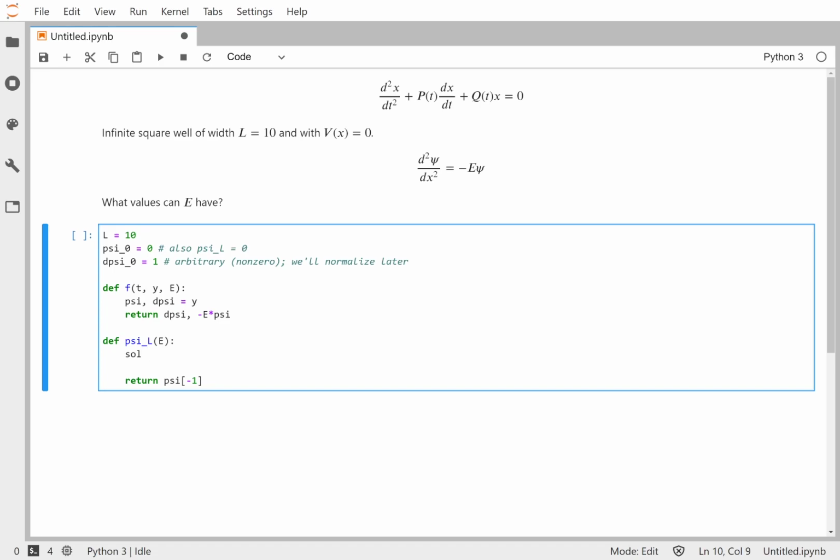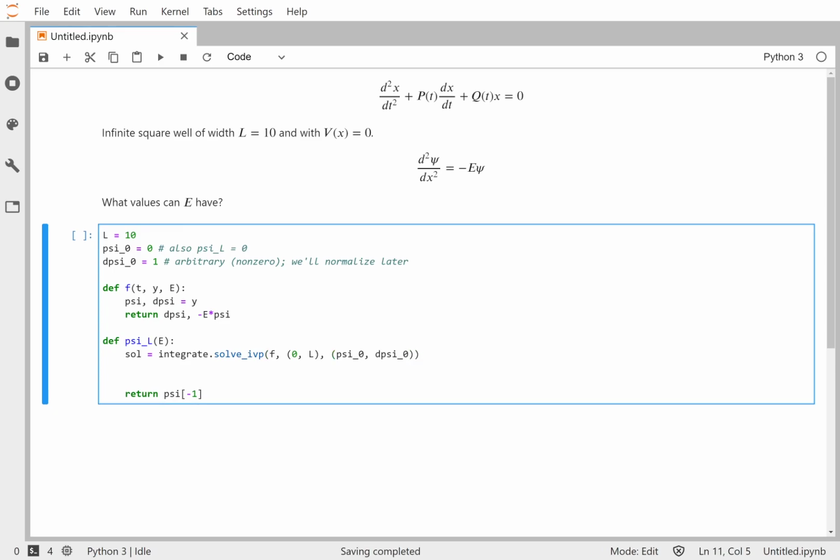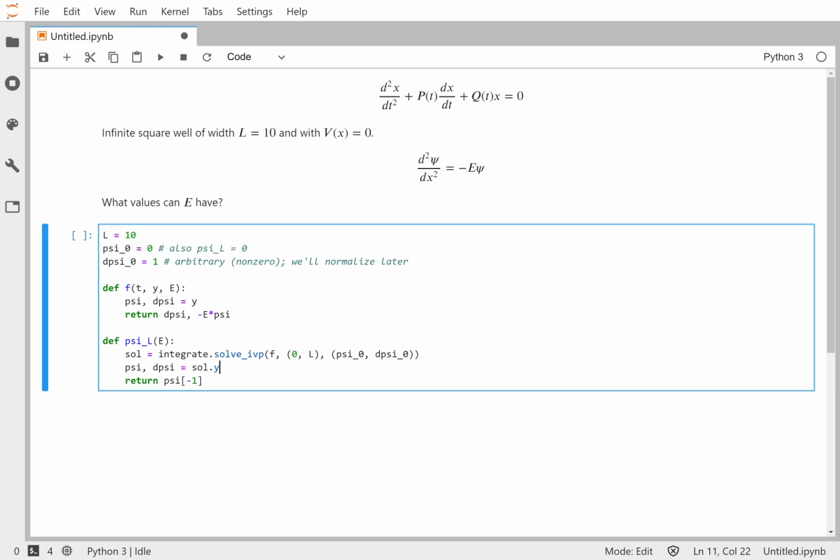And then our solution itself is going to come from integrate.solve_ivp. Okay, we want to give it our function. We want to give it the range of values we're checking, so that would be 0 to L. We want to give it the initial conditions, which would be psi initial and d psi initial. And then our results are going to be psi and d psi, and they're going to be living in the solution's y attribute here.